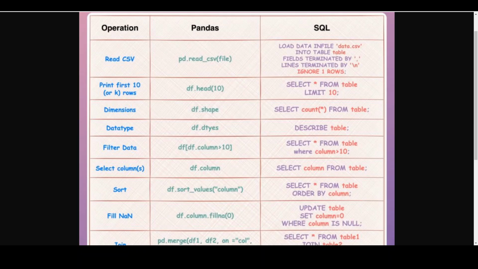In contrast, SQL is a programming language that is used to perform operations in relational database management systems such as MySQL, Postgres, Oracle, SQL Server, and various others. In this video, let's have a quick look to compare the most commonly used commands between Pandas and SQL.